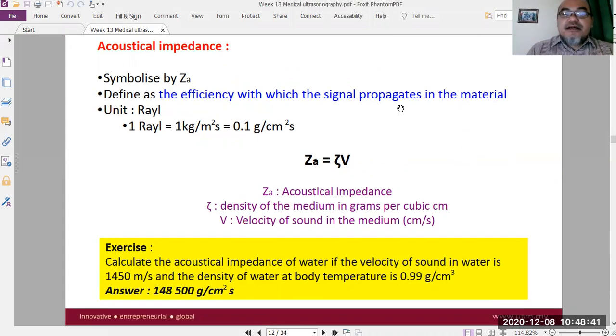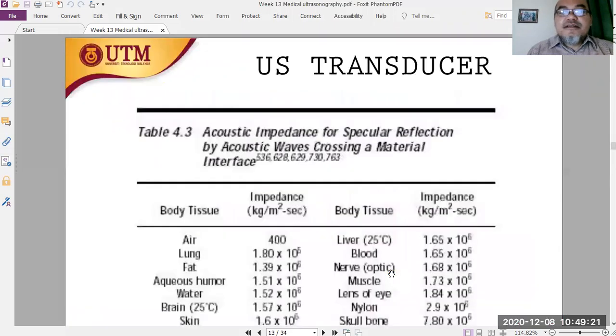So for example, calculate the acoustical impedance of water if the velocity of sound in water is 1450 meters per second, and the density of water at body temperature is 0.99 gram per cubic centimeter. So the answer will be 148,500 gram per square centimeter per second. So this velocity multiplied by this density will be the acoustical impedance, the efficiency with which the signal propagates in the material. The higher the velocity, the higher the acoustical impedance.